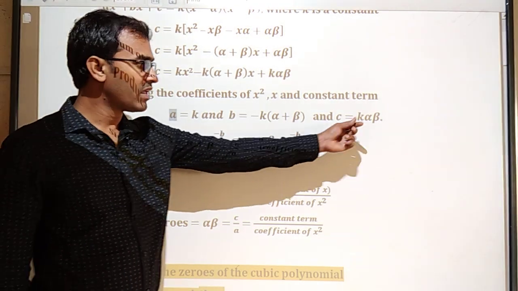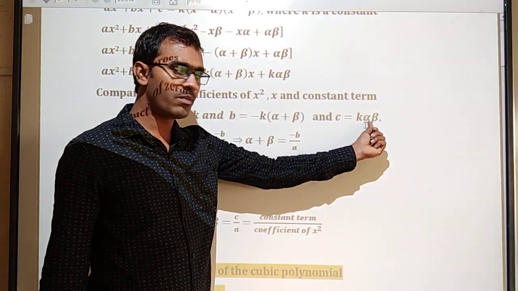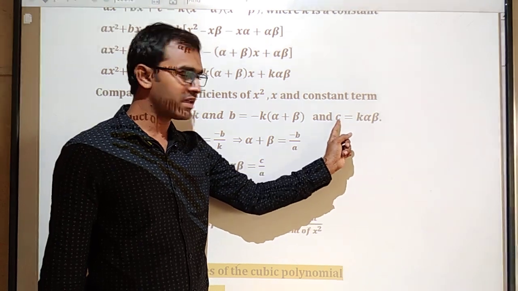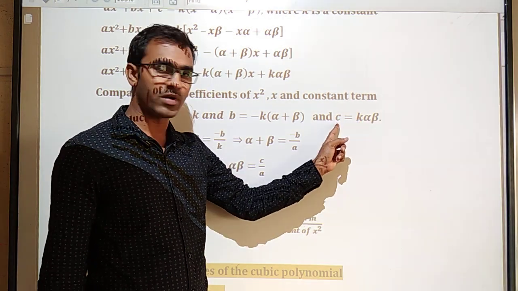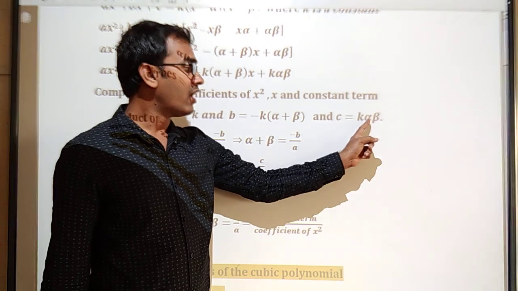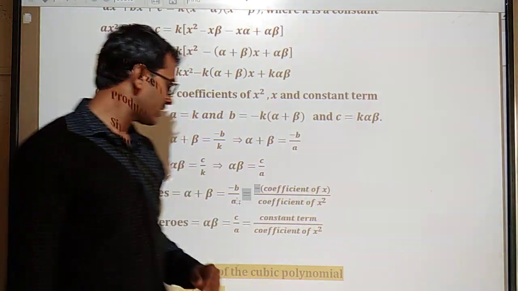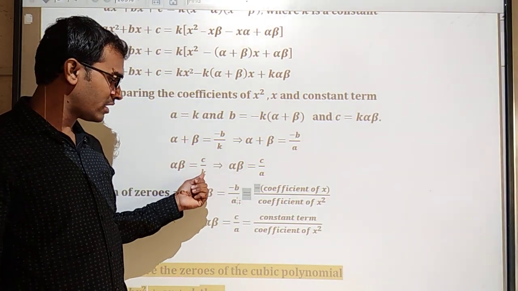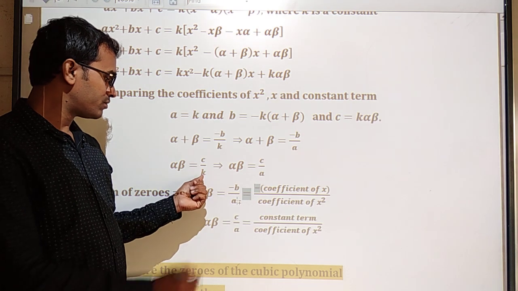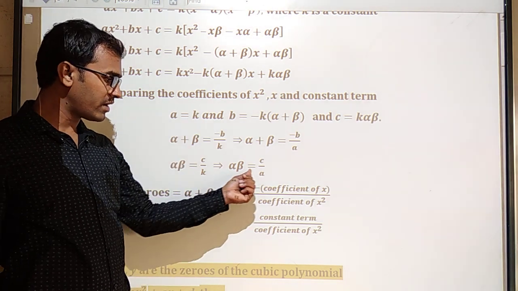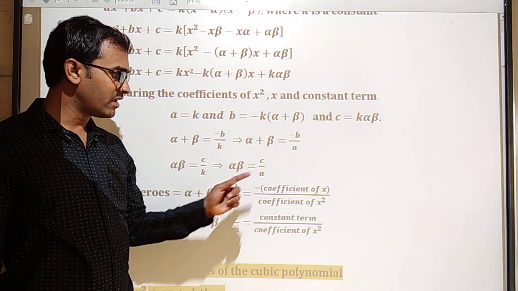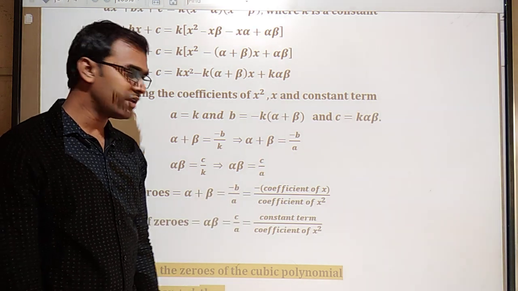Next, alpha into beta equal to c upon k. So, take k on the LHS, it is divided by k. Alpha into beta equal to c upon k. Again, substitute the k value, k equal to a. Therefore, alpha beta equal to c upon a.